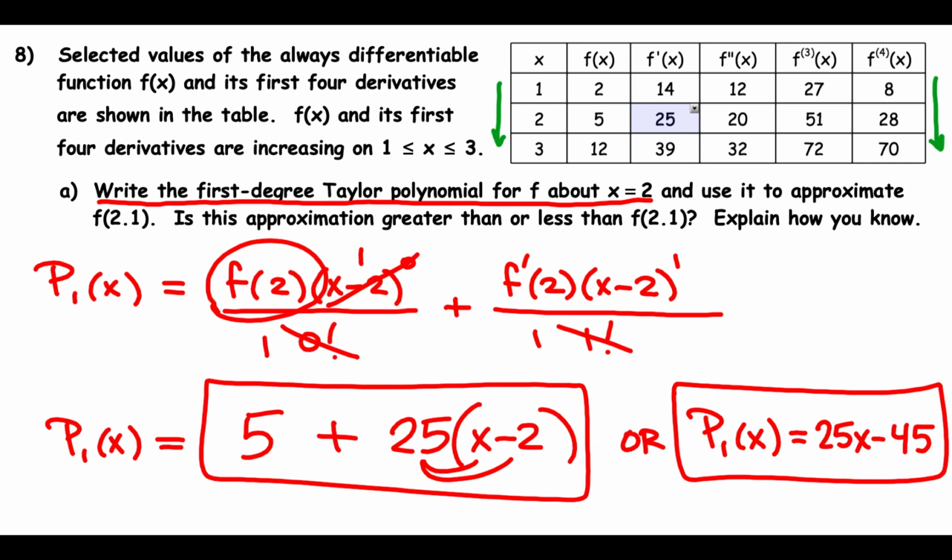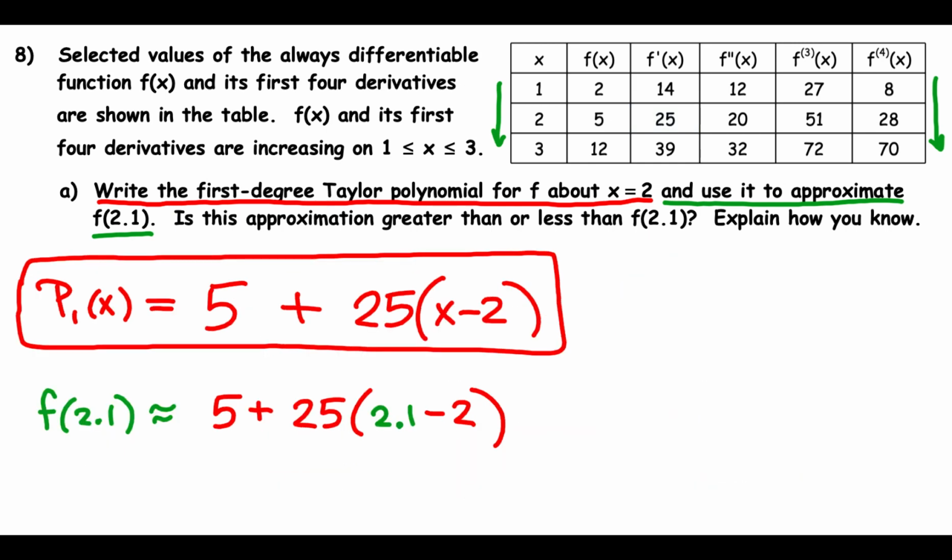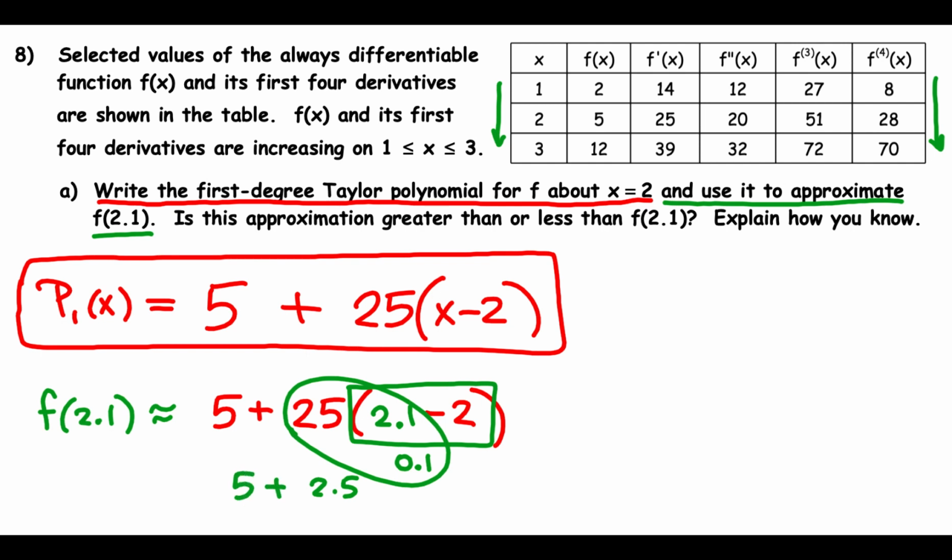All right, let's go with the second part. We want to use this polynomial that we just figured out to approximate f of 2.1. So we're going to put a 2.1 in and see what happens. All right, so in goes the 2.1. This is going to be 0.1, or 1/10, and that's just going to move the decimal point over when you multiply it by 25, so that'll be 2.5. So 5 plus 2.5 is 7.5. So f of 2.1 is about 7.5.